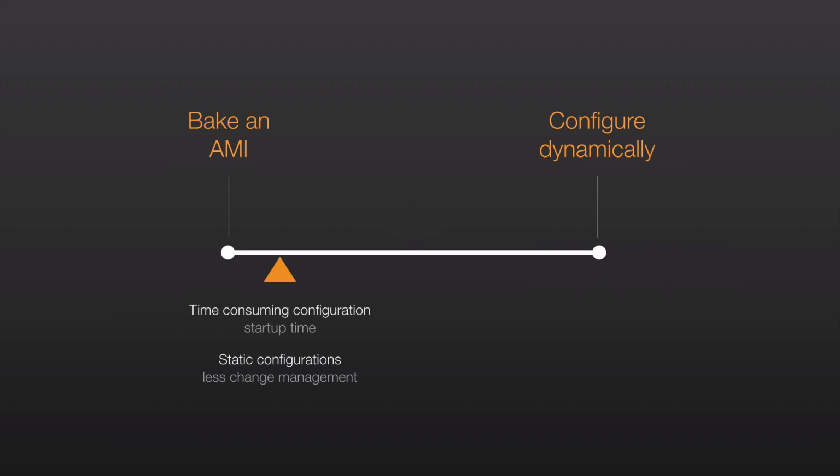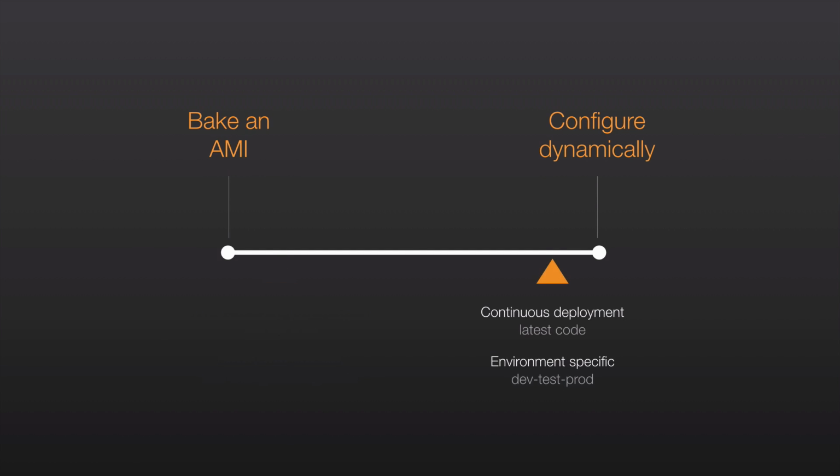At one end of it is more heavyweight configuration and a faster startup time, combined with a degree of static config and therefore less opportunity to change. And at the other end, continuous deployment, the latest code, environment specific, but it takes longer to do that dynamic configuration on instance startup time, which means going too far along that continuum to the right might not be the best option when you want to combine that with auto scaling.